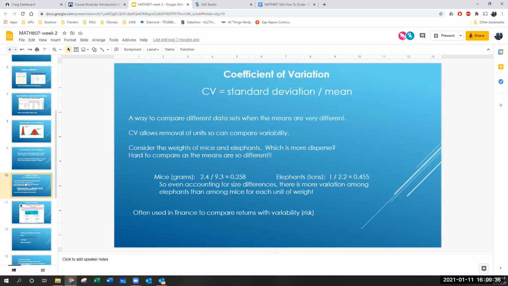Okay, now the coefficient of variation is something that enables us to compare standard deviations between two different sets of data, because the problem with talking about large standard deviations and small standard deviations is they're relative to the size of your data. So for instance, if we're talking about the weight of mice and the standard deviation of them, well, the weights are small, so the standard deviation is going to be a small number.